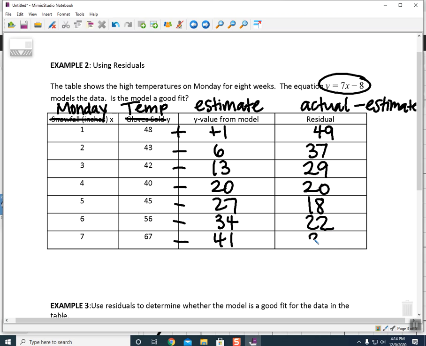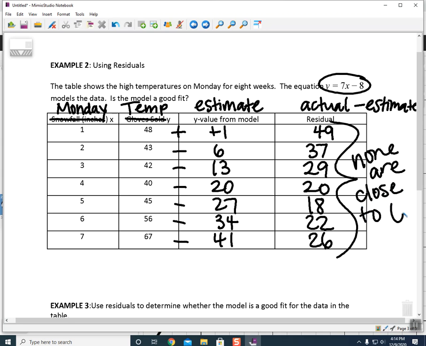It's pretty clear right away that this is not going to be a good representation, right? Are any of these numbers close to 0? No. None of these are close to 0. So this is not a good representation. And we're going to look at that one too. Not a good model.